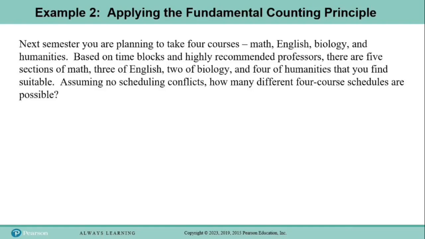Okay, so again, we need a blank for each course that we're going to choose, and we're choosing 4 courses here. So I need a blank for my math choices, a blank for my English choices, a blank for biology choices, and humanities choices. Now there are 5 sections of math that we can work with, 3 sections of English, 2 sections of biology, and 4 sections of humanities. And so if we multiply all of these choices together, 5 times 3 times 2 times 4 gives us a total of 120 different 4-course schedules that we could make based on these choices.